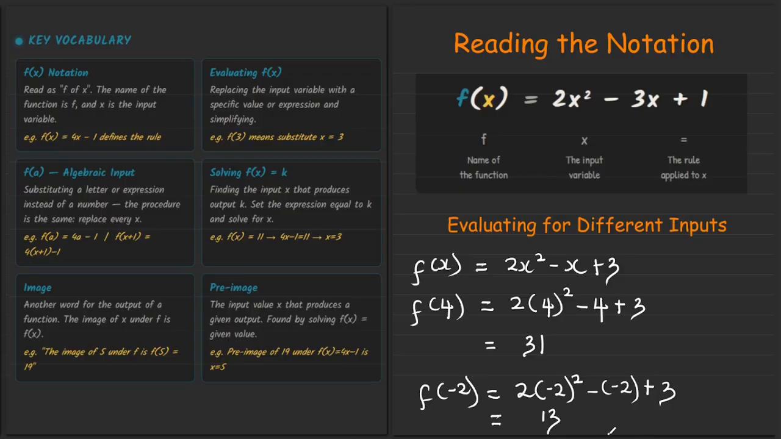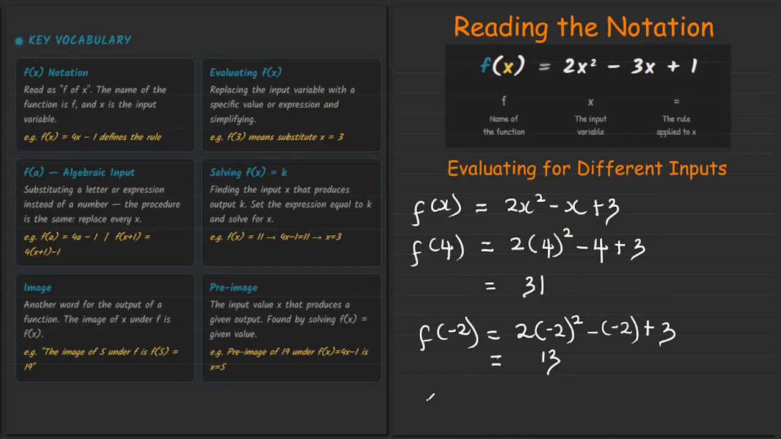What if you actually have a letter and not a number? If we had a letter, such as f of, let's say, a, then it is still the same substitution we do. This is 2x squared. This time around, our x has become a. So it becomes 2a squared, then minus, instead of x, we are putting an a, and then plus the 3. And that is all.